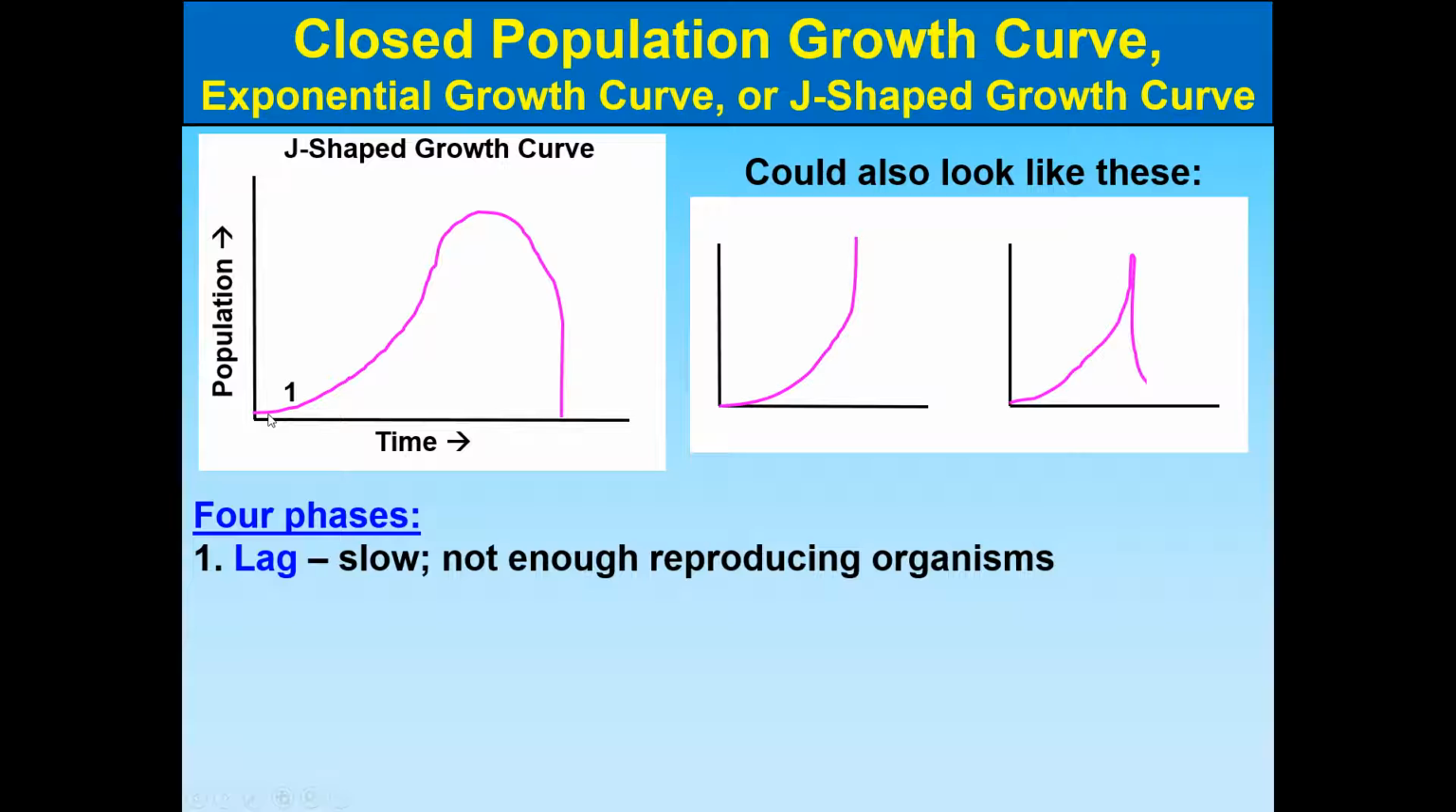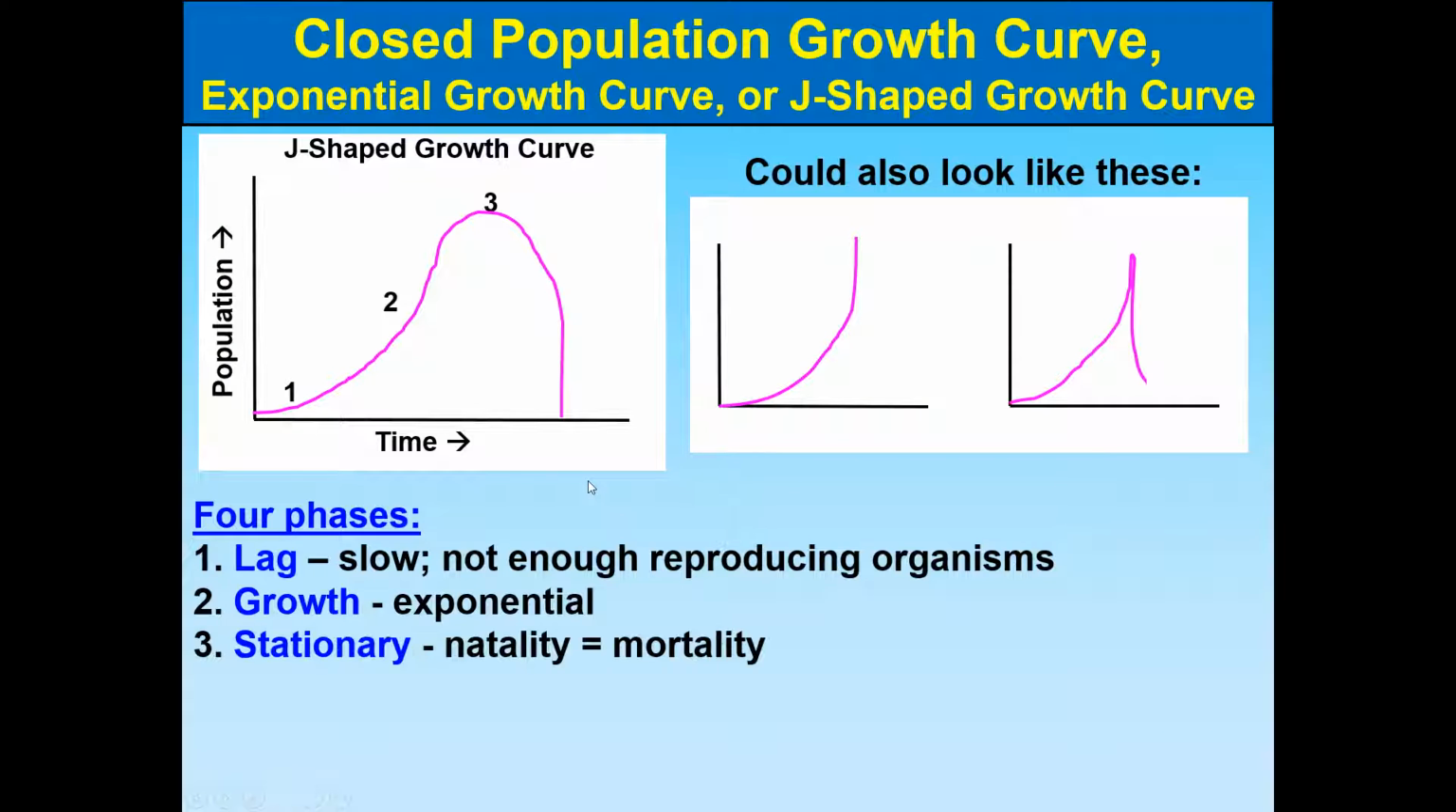First of all is the lag phase, where it is slow growth because there are not enough reproducing organisms. Second is the growth phase, and in this case, it is exponential growth. Third, right at the top, it is stationary, so it levels off just for a moment there, where natality, or the number of births, equals mortality, or the number of deaths. Then last, the death phase or decline is not always present, as in this example here.